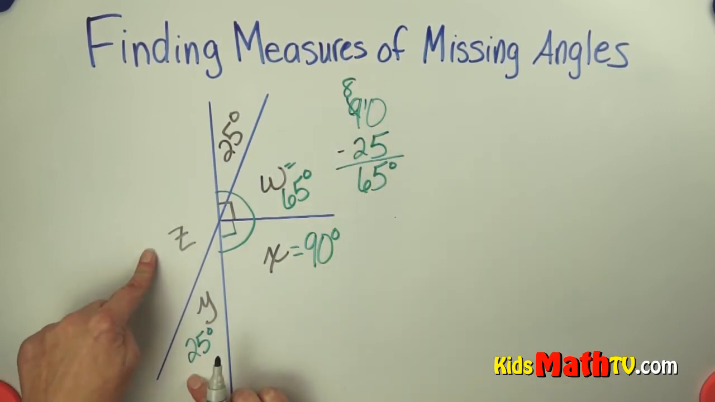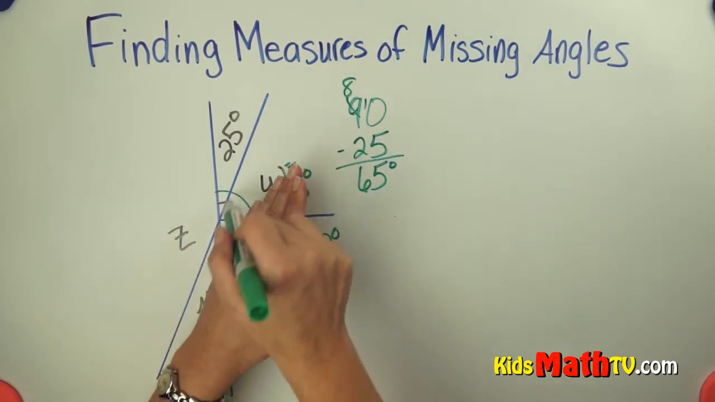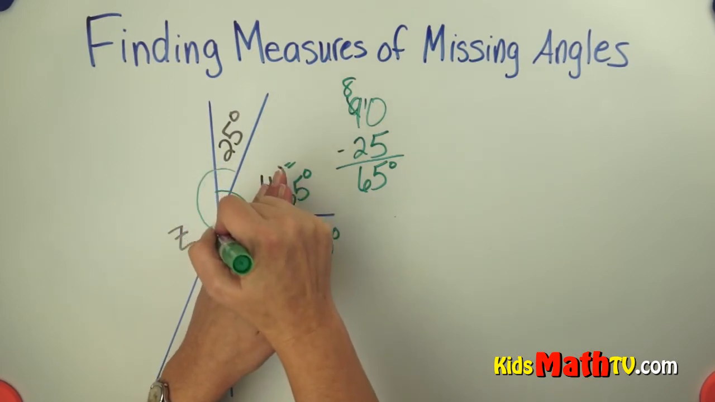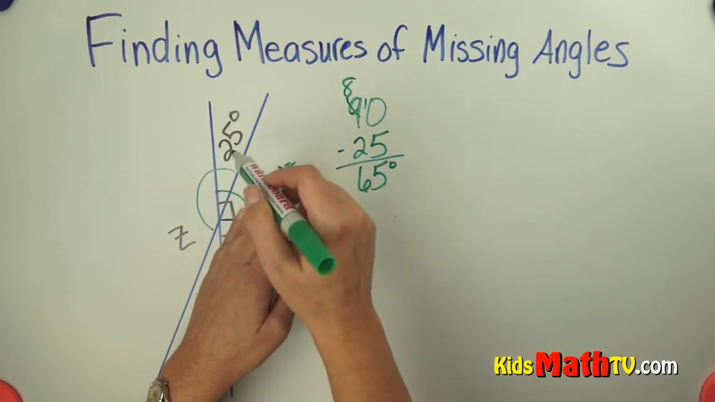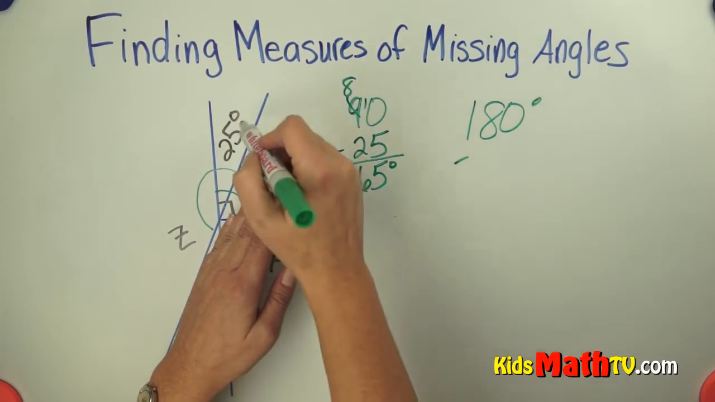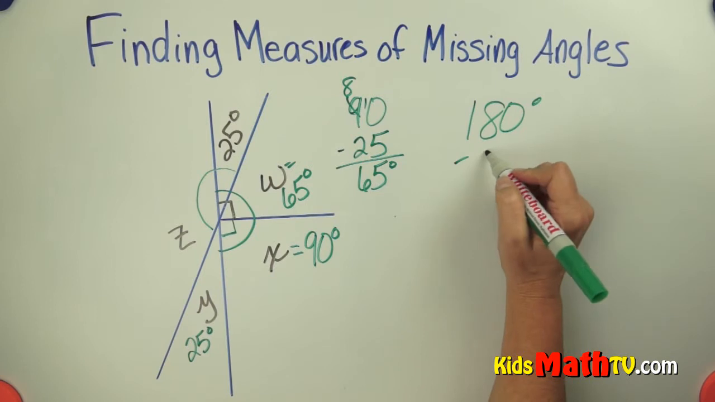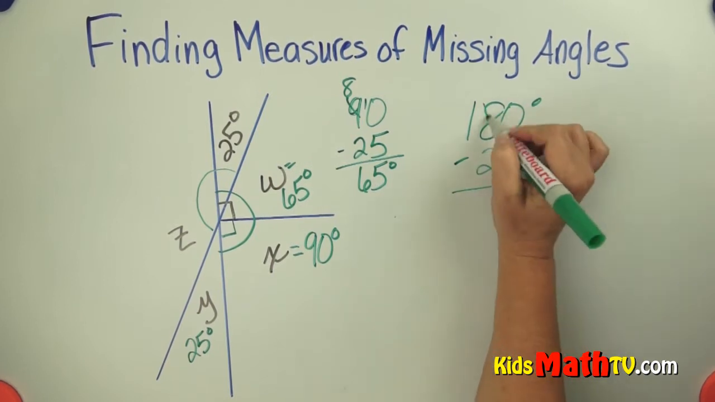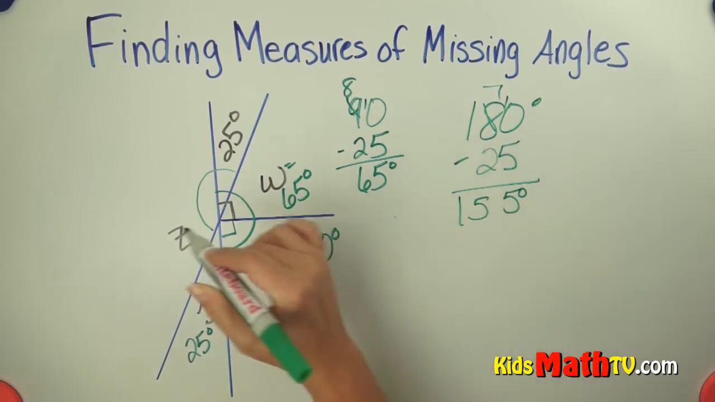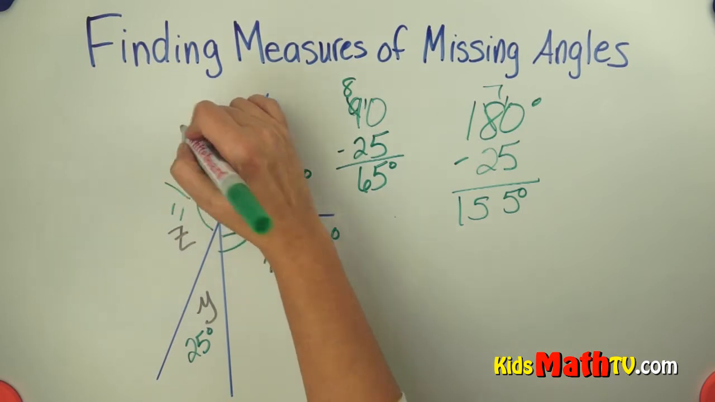Now I have this Z over here. Well, I see this straight line right here. This straight line from here over to here is also 180 degrees. So I can use 180 degrees, and if I subtract this 25 degrees that is already there, I'll find what's left over. Subtract 25, and that's 155 degrees. Z equals 155 degrees.